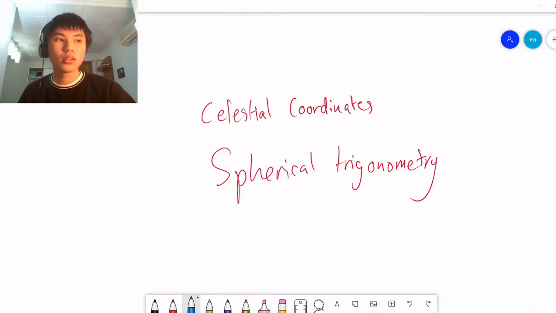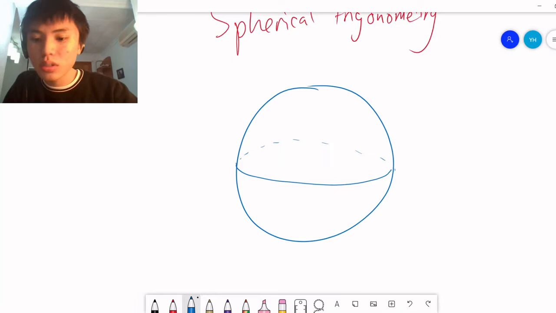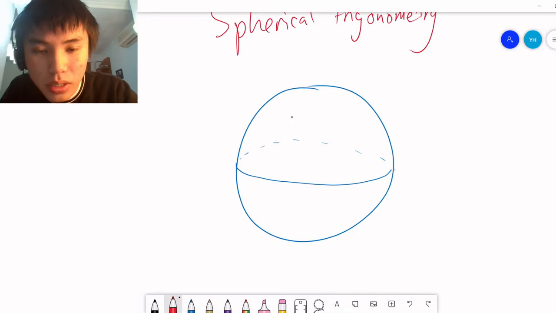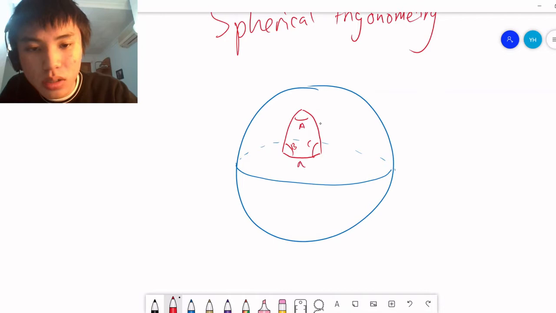So, imagine we have the Earth, or a sphere, because it's spherical. This is not necessarily the Earth anymore. We have a sphere, and then we have a triangle on the sphere. And because a sphere is curved, the triangle is also going to be curved. This might look something like this, where we have A, B, C in capital, and small a, small b, small c for the sides.